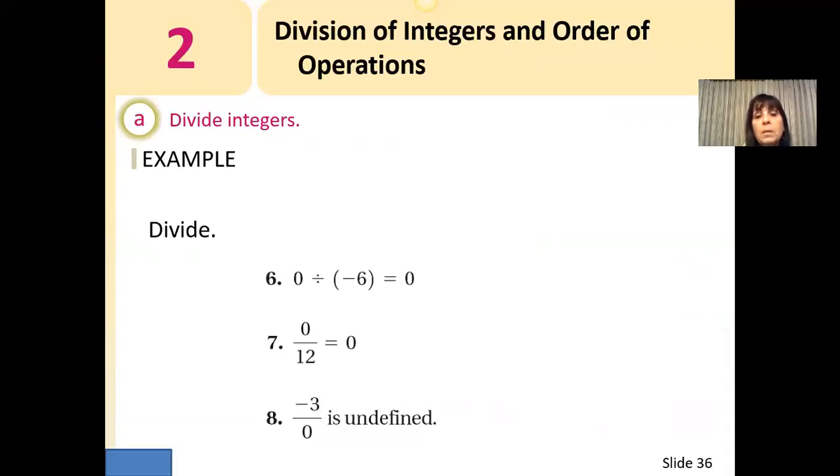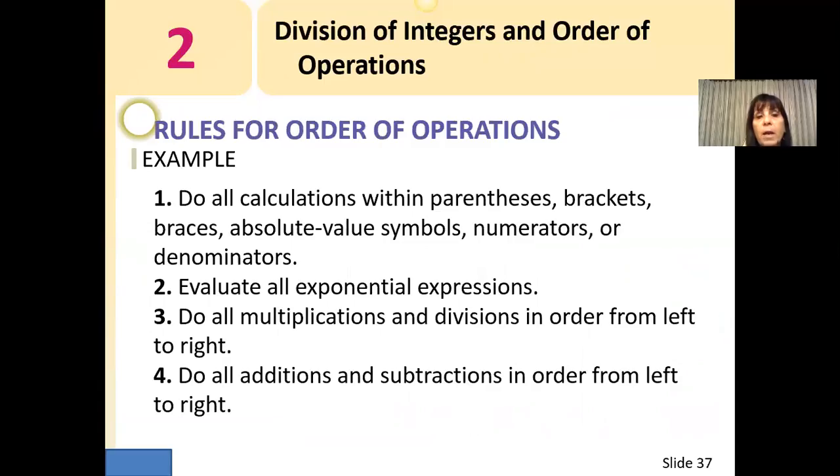So again, a couple examples. If I divide 0 by -6, I get a 0. If I divide 0 by 12, I get a 0. But -3 divided by 0, we call that undefined.